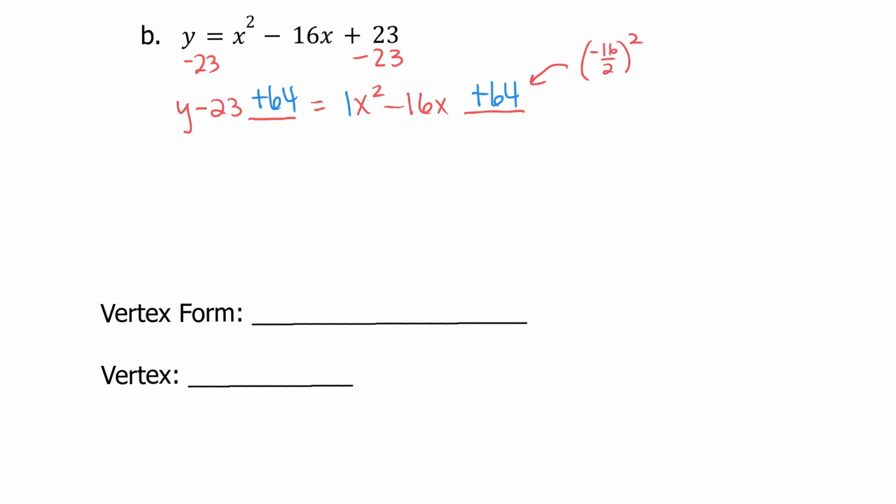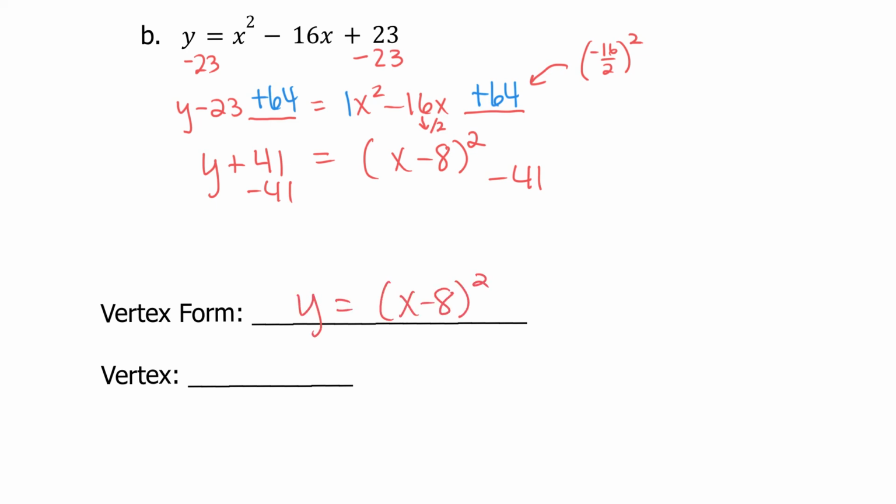So then this would give you y plus 41. This would be x minus 8, quantity squared. Remember, you're just going to take half of this. And then you just need to subtract that 41 over. So y equals x minus 8, quantity squared, minus 41. Your vertex is positive 8, negative 41.